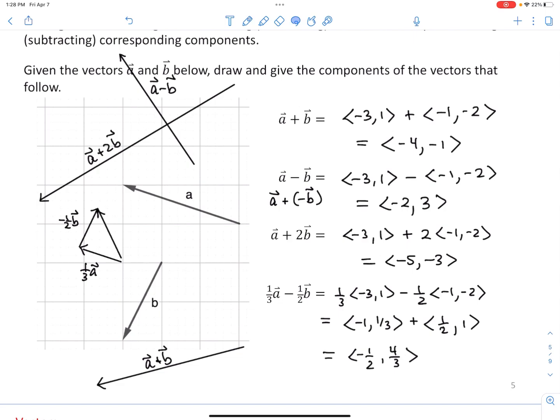And once that's done, let me go ahead and erase the other vectors, and this here is our vector that is 1/3 of vector A minus 1/2 of vector B. And its components are -1/2, 4/3, suggesting that from its tail, we would go left 1/2 and then go up 4/3. And again, it doesn't matter where I position this. Okay, let's go to the next page.